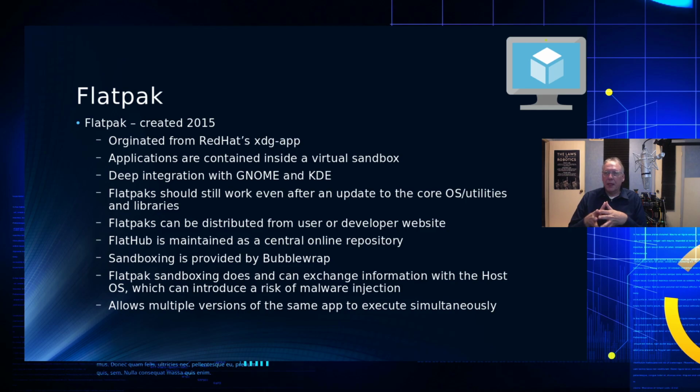Flatpaks can be distributed from a user or developer site, but they also maintain the Flat Hub, and that is really a central repository. So the users can do it themselves, or they can install their apps from the repo. Sandboxing is provided by Bubblewrap, and Bubblewrap has been kind of popular in some of the Linux systems to try to mimic what jails do under BSD, or more accurately, Firejail. But it's an interesting technology. It's an interesting architecture, and we'll dig into it a little bit.